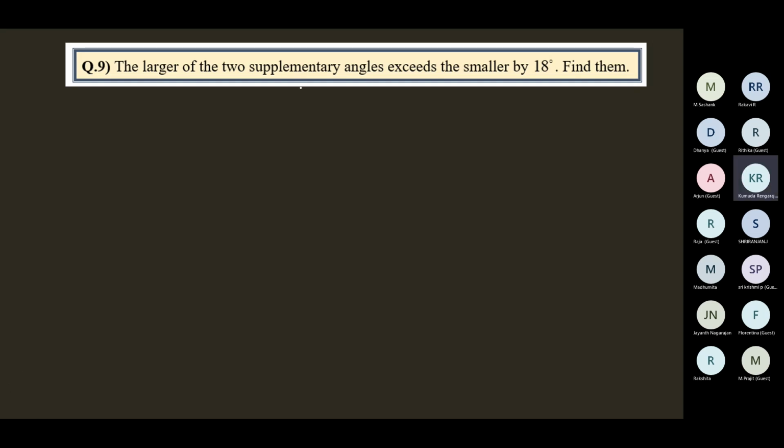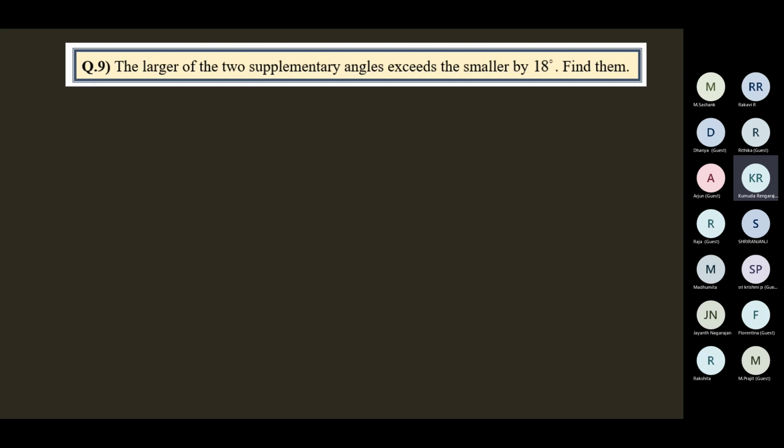The larger of the two supplementary angles exceeds the smaller by 18 degrees. Find them. Whenever you have two quantities which are compared, meaning one is larger and the other is smaller, you should always be very specific with your assumption. So here you must say, let the larger angle be X or Y, whatever. Let the smaller angle be something.